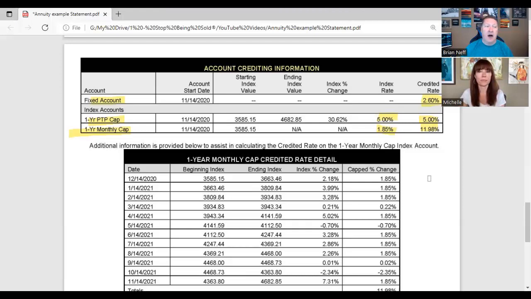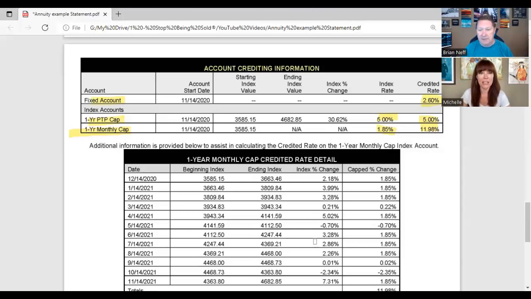This is why you want to go and look at the different allocations. And hopefully your advisor's doing this. I've looked at so many indexed annuities, Michelle, that the advisors just stuck them in a fixed account. Yeah. Well, why would you stick a consumer into a 10-year fixed indexed annuity when a 5-year MYGA could have done the same thing? Exactly. Except for a paycheck.